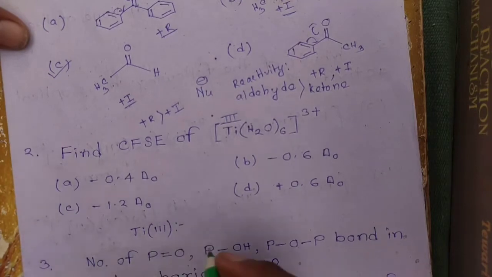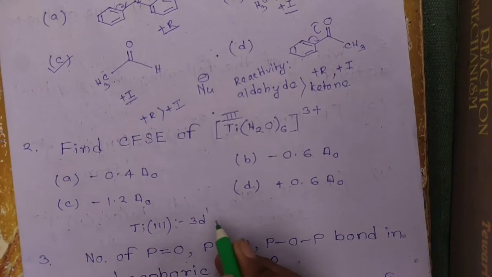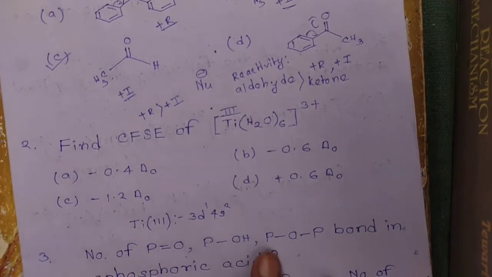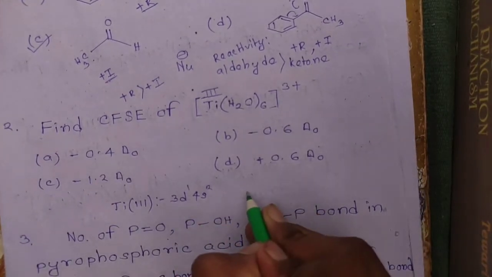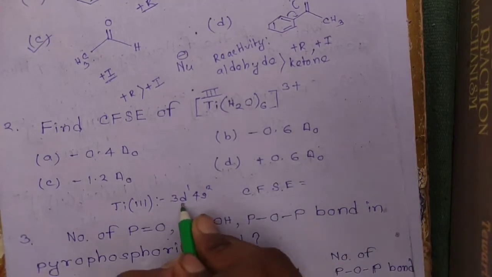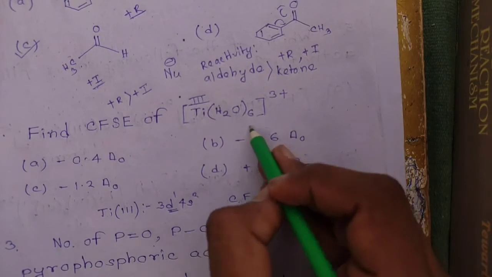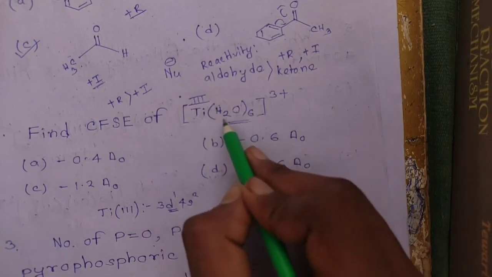the electronic configuration is 3d1 4s2. Okay, so 3d1 4s2. Now when we calculate CFSE, crystal field stabilization energy, for just one d electron it will be, and we can see that this is an octahedral environment, right? So 6 water molecules are surrounding titanium octahedrally.